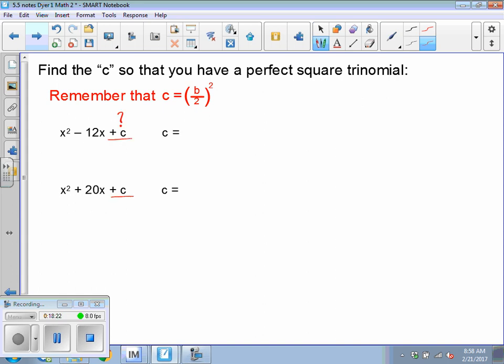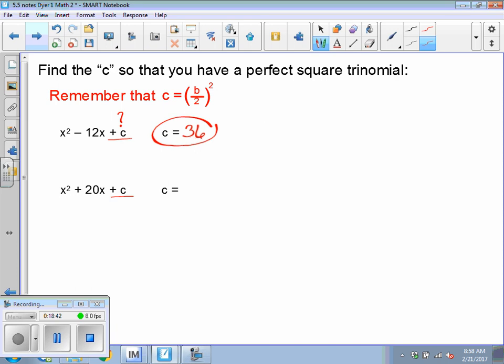Okay? So remember, and I added this, remember that C equals B divided by 2 squared. So if you take B divided by 2 and square it, that is what C needs to be. So half of 12 is 6. 6 squared is 36. So C has to equal 36. So that's all they want.